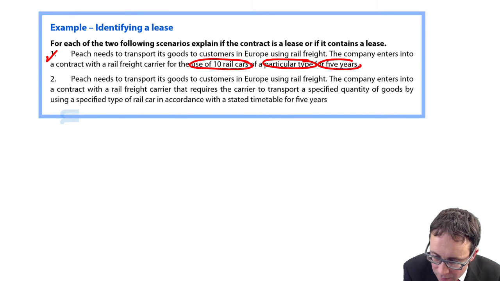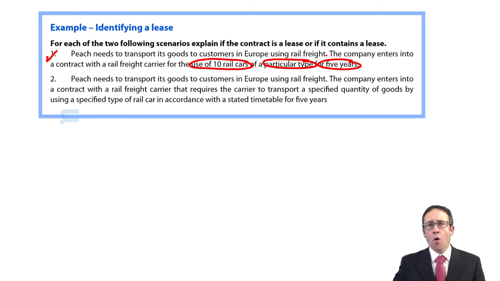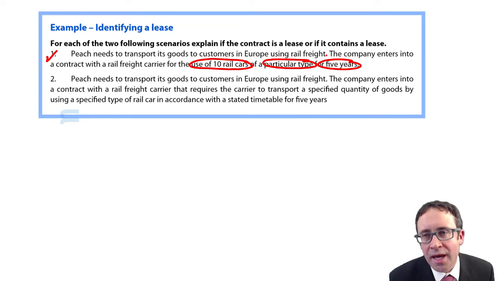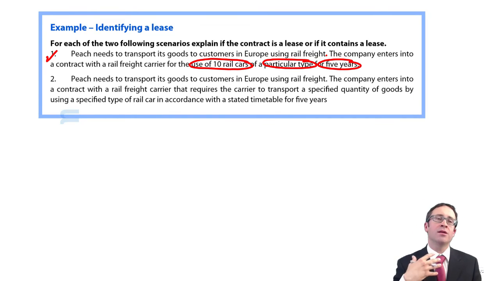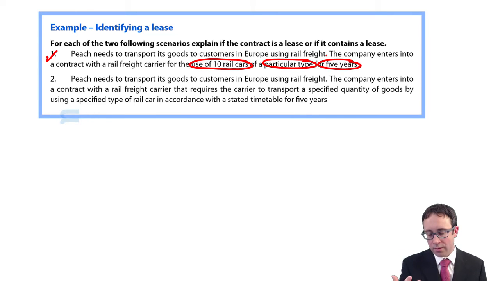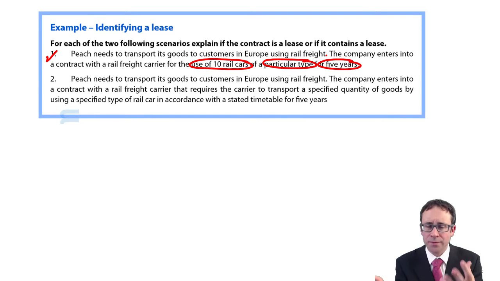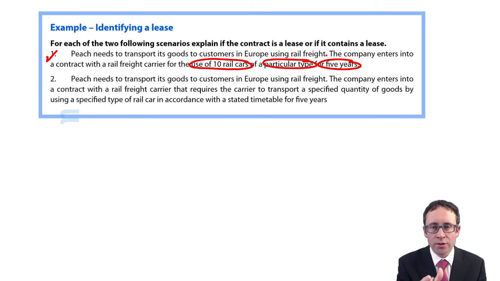Is it there for 5 years? Why does that mean that there's a lease? Well, remember, there is a lease if we can control the use of that asset. So for 5 years we're going to use those 10 rail cars to deliver whatever freight it is that we decide. For freight, think goods. So whatever goods we want, we can put in those 10 rail cars. Those 10 rail cars only, no other rail cars.